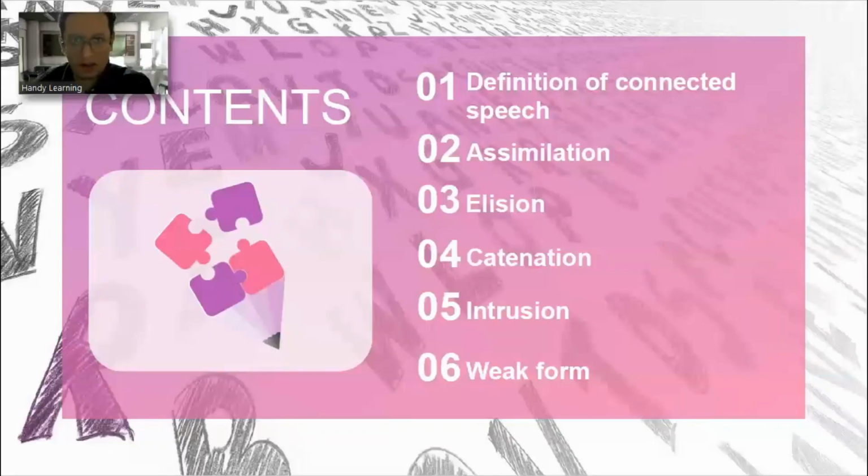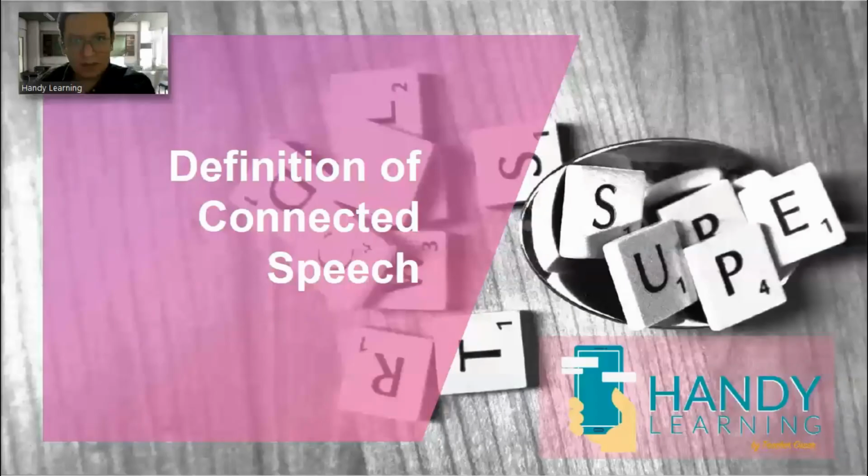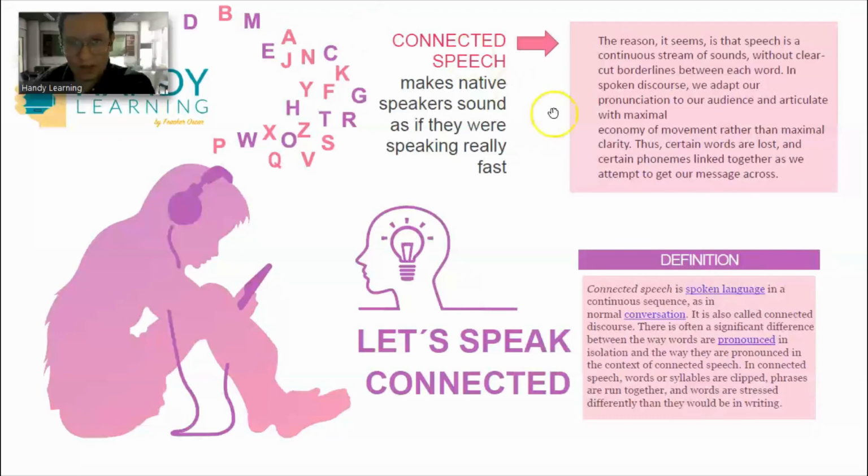First, the definition of connected speech, then the features of connected speech, which are assimilation, elision, catenation, intrusion, and weak forms. Let us talk about the definition of connected speech.